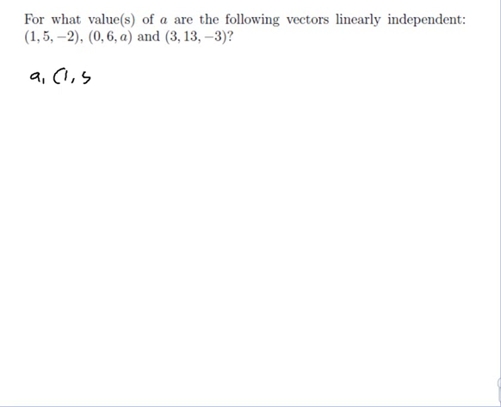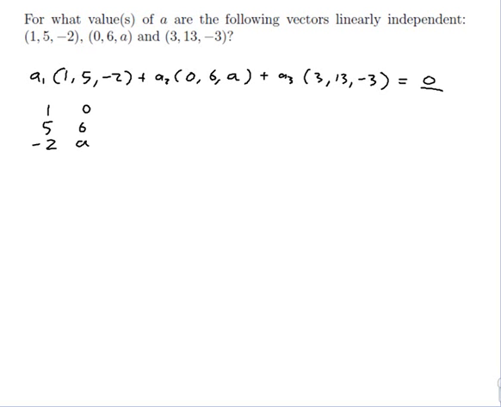A1 of (1, 5, -2) plus A2 of (0, 6, A) plus A3 of (3, 13, -3) is equal to 0. And I know how to solve an equation like that. I just put everything as columns in a matrix: 1, 5, -2, 0, 6, A, 3, 13, -3, and zeros on the right. Okay, so I'm trying to find what all the solutions for A1, A2, and A3 are.